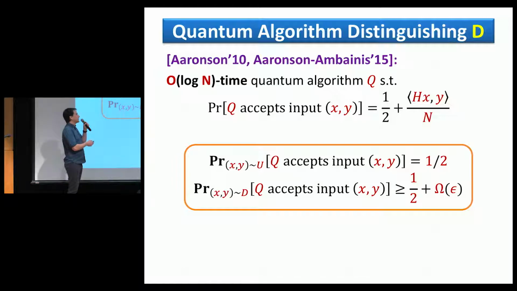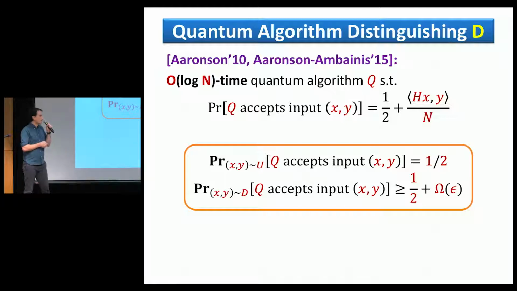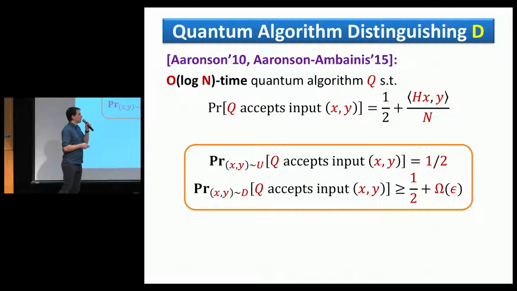Let's think of a fixed input, x, y, and ask what is the probability that this algorithm Q accepts this given input. Here I really think of the probability over the quantum measurement. The input is fixed. I'm only looking at the probability over the quantum algorithm. This probability is exactly 1/2 plus the inner product of Hx, where H is the Hadamard matrix, and the vector y, divided by n. This is what they proved, and we will see a sketch of it in the next slide. Let's see that this is enough to show that it distinguishes between the 2 distributions.